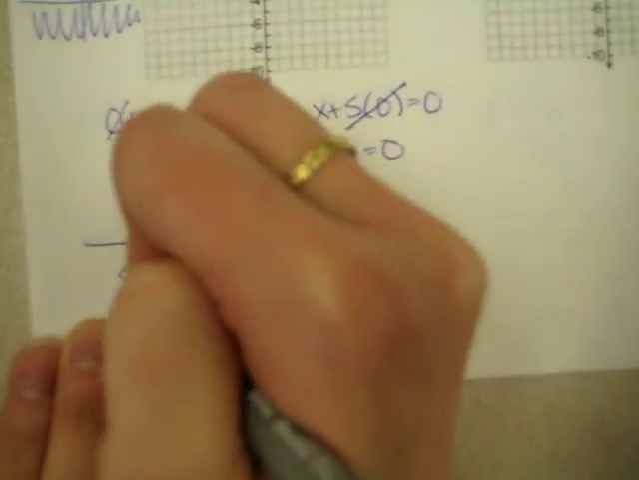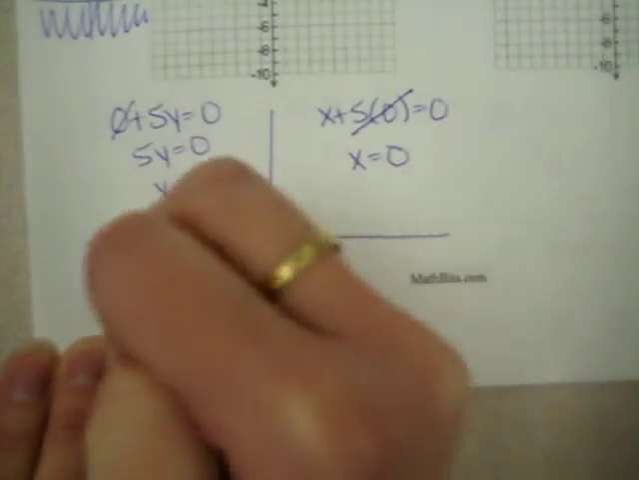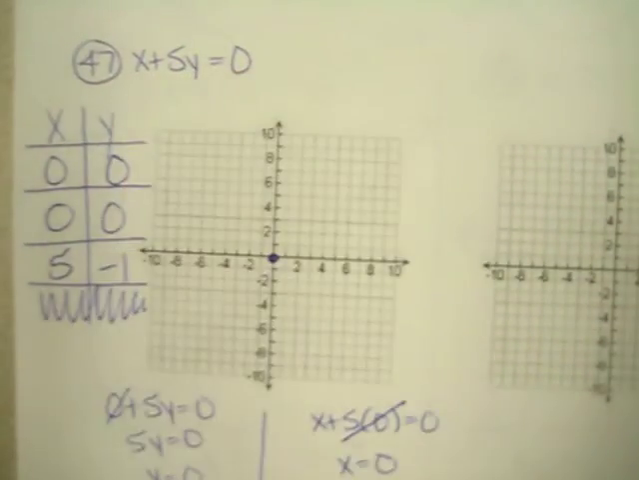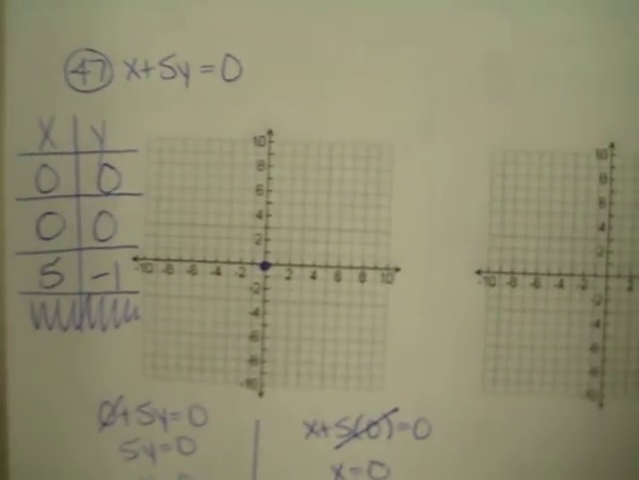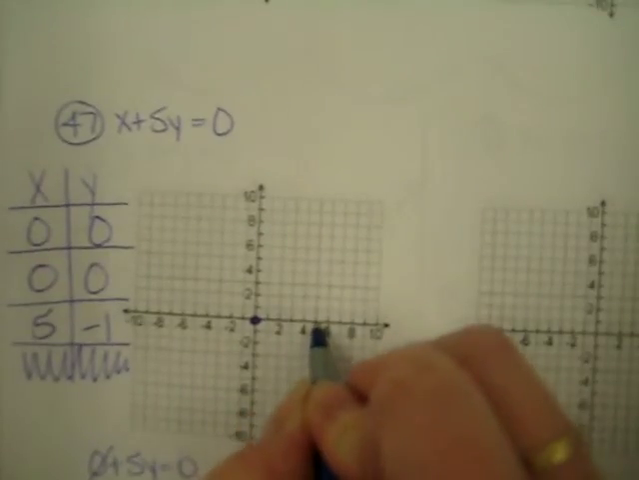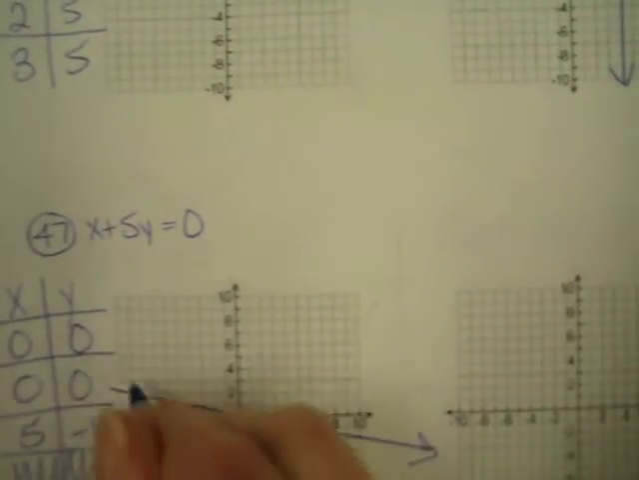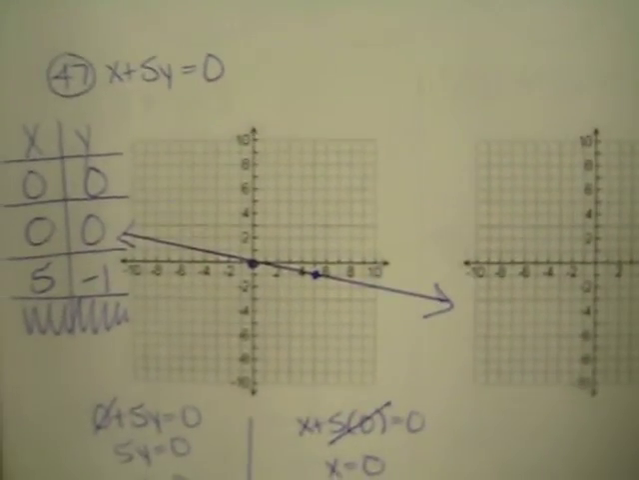If x equals 5, I get 5 plus 5y equals 0. Subtract 5 on both sides. 5y equals negative 5. Divide by 5. Y equals negative 1. So now I do have a second coordinate point. X equals 5, y equals negative 1. And I now have a second point that I can use to connect the line using my straight edge. So there I have one that's going through the origin.